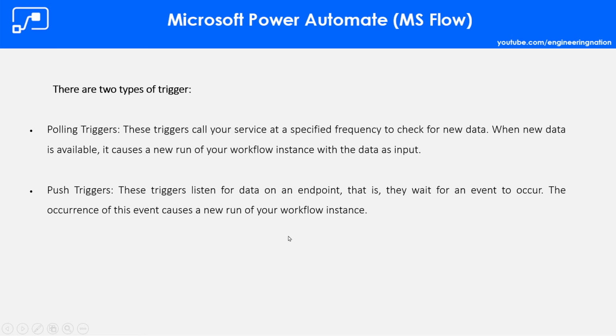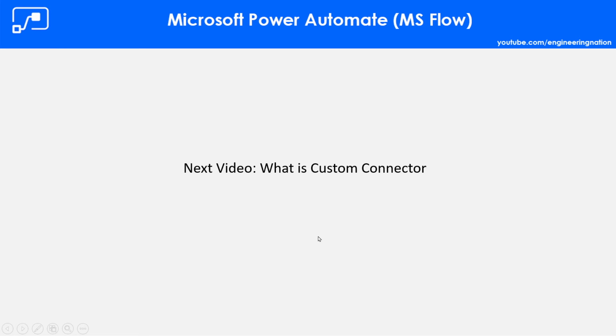These are the two types of trigger, and in the next video we will learn what a custom connector is. Let me give you the overview. There are many connectors available in Microsoft Power Platform, but sometimes some connectors are not available. Suppose you have a personal API service which you want to connect, and you don't have a connector for it. For that, Microsoft has released a feature called custom connector, where you can create your own connector, and it acts like the other connectors. We will understand what a custom connector is and how to create it in the next video.